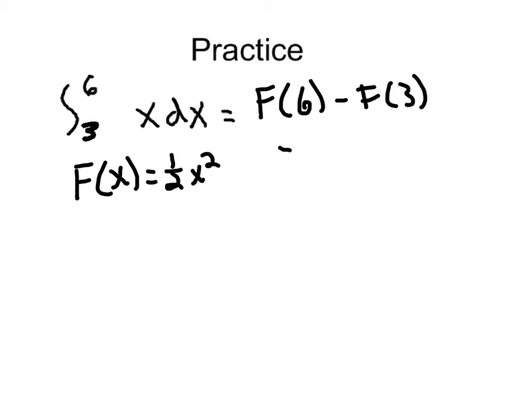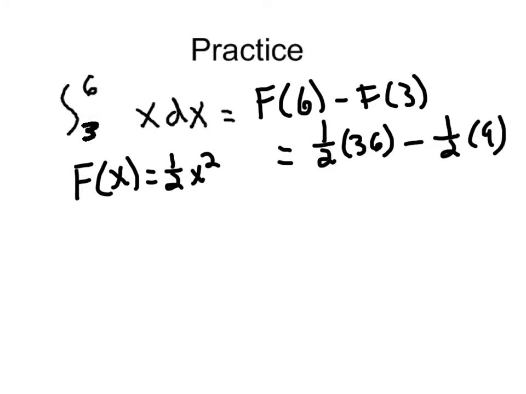So then this integral would be equal to 1/2 times 36 minus 1/2 times 9. Those numbers were from, well, big F of 6. When I plug 6 into my big F function, I get 1/2 times 6 squared, or 1/2 times 36. And big F of 3, that's 1/2 times 3 squared, or 1/2 times 9. So my answer would be 27/2. That's the same area I would get if I were to do this geometrically using a trapezoid and graphing it.